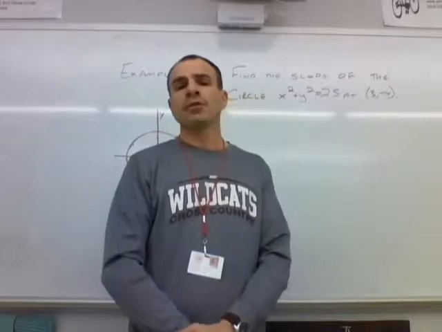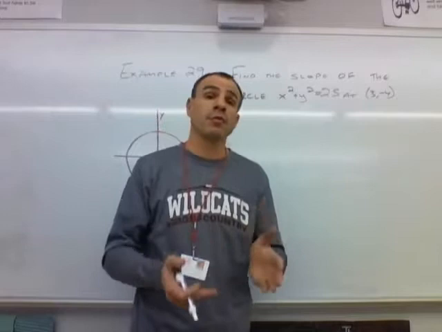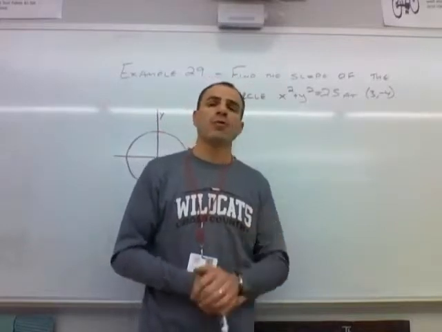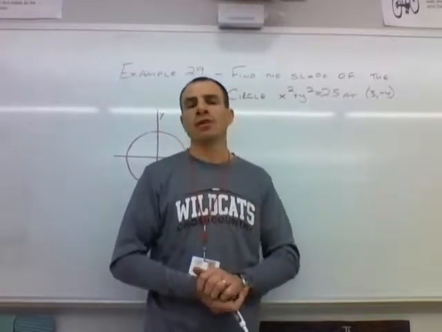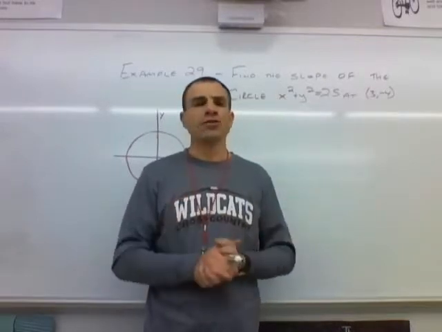So here we go with example number 29. Our charge is to find the slope of the circle x squared plus y squared equals 25 at the point where x is equal to 3 and y is equal to -4. And we're really having no idea of where to start with all this.